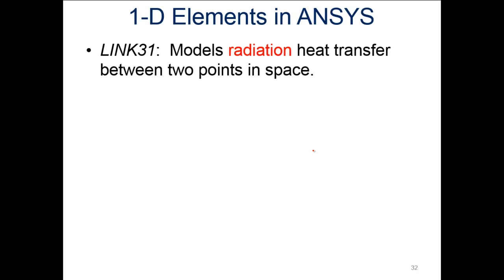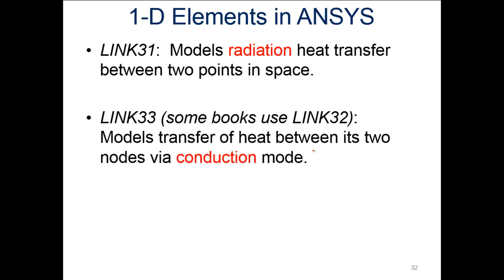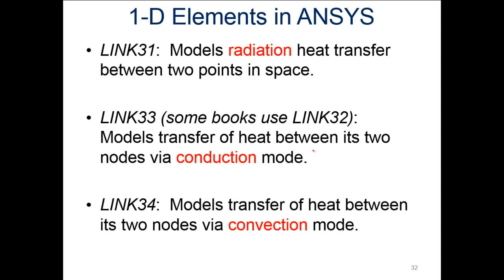All right, so that's how to set it up, and hopefully you can run it the rest of the way. Now we're going to look at a specific ANSYS example where we can apply our thermal elements. A brief setup: we have link 31, which models radiation heat transfer between 2 points in space. We have link 33, and some books use link 32, but we're going to focus on link 33. It models transfer of heat between 2 nodes via conduction. And we have link 34, which models transfer of heat between its 2 nodes via convection. We're going to focus on 33 and 34 in this example.